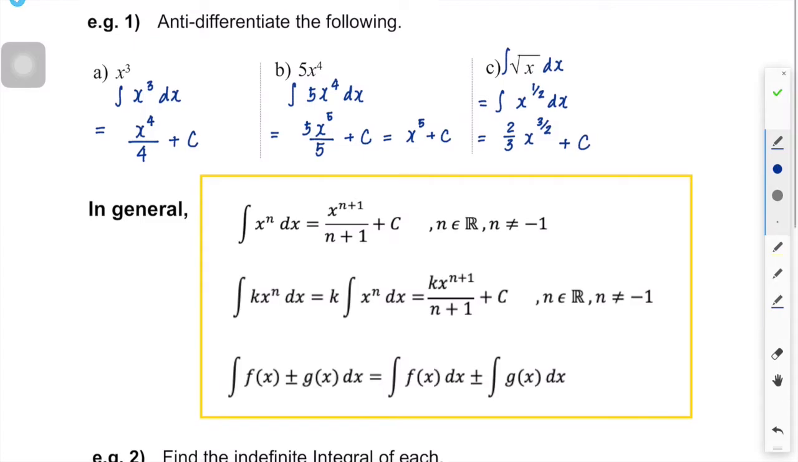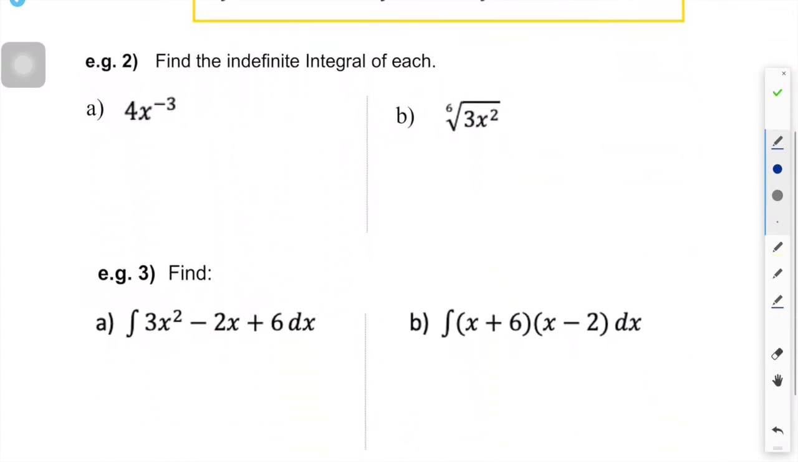Question 2. Find the indefinite integral of each. First, let's start with the indefinite integral of 4x to the power of -3. Give it a try yourself. You can pause the video. Have you tried this question? Let's check your answer.